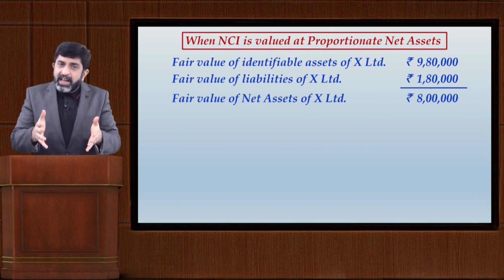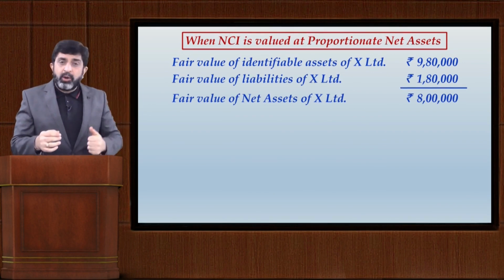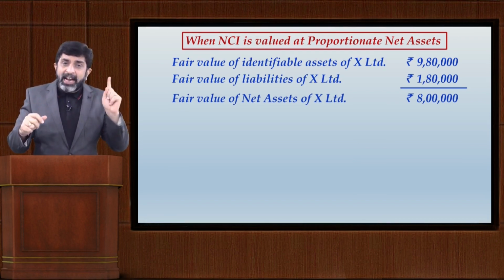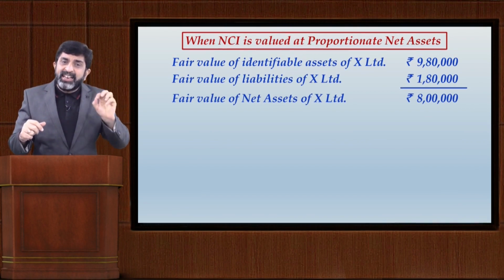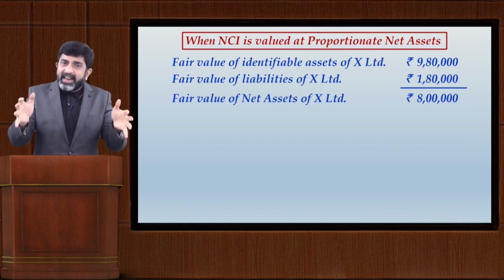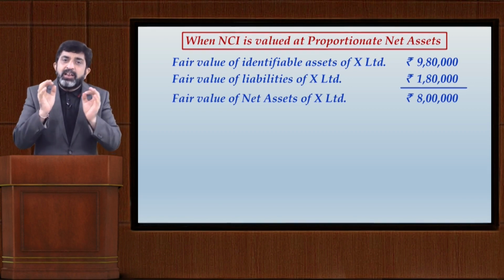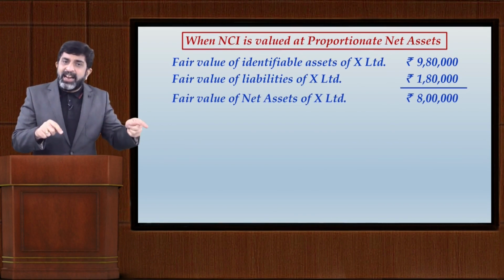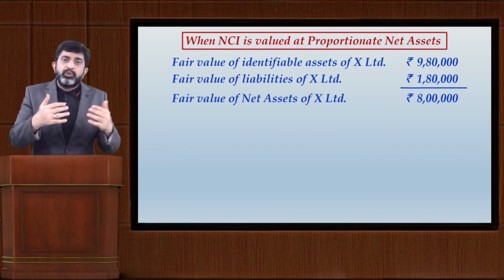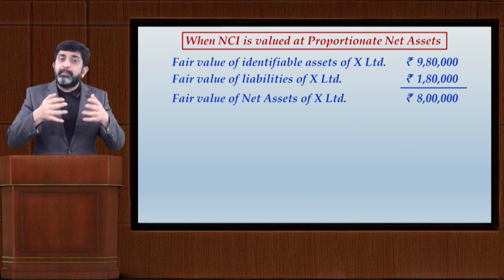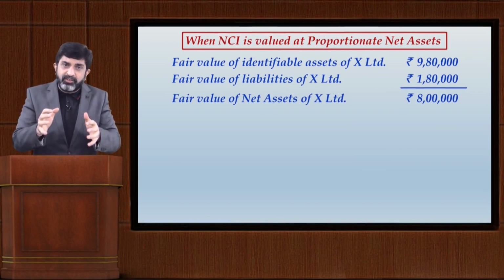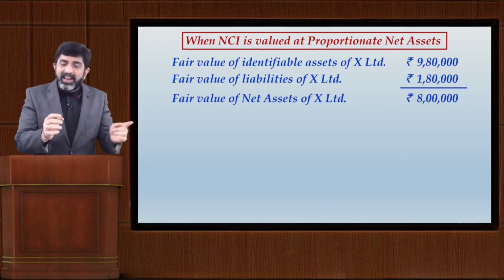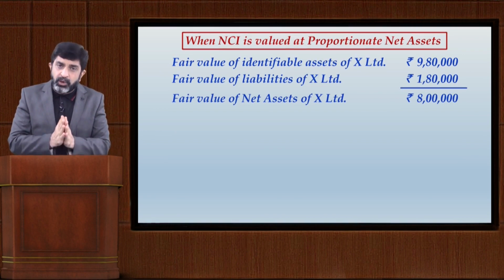So what we have done, as per the first requirement, where the non-controlling interest is valued not at fair value but at proportionate net asset basis. So the total net asset value was 8 lakhs. Non-controlling interest is measured at 20% of that 8 lakhs, that is 1,60,000. So the part that belongs to us, that is the part that represents the controlling interest, the net asset proportion will be 80% of 8 lakhs, that is 6,40,000.